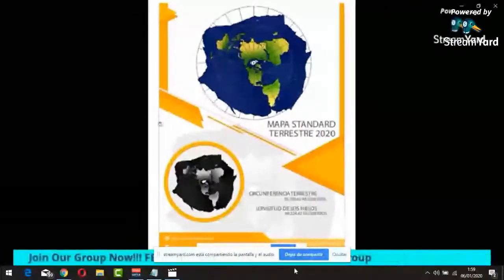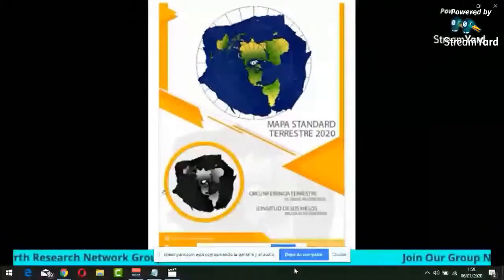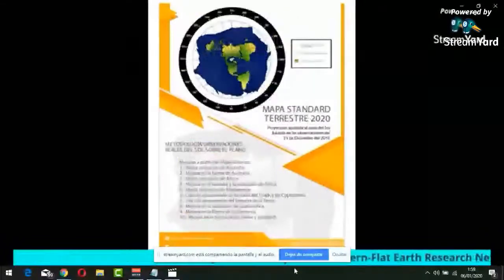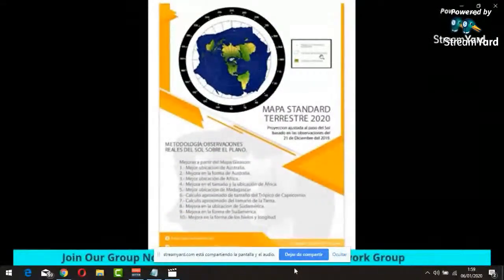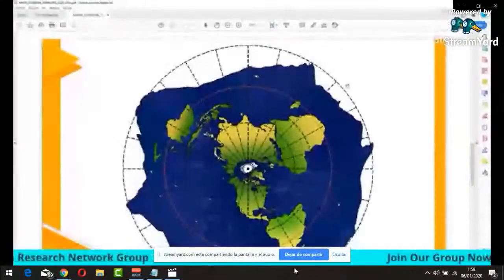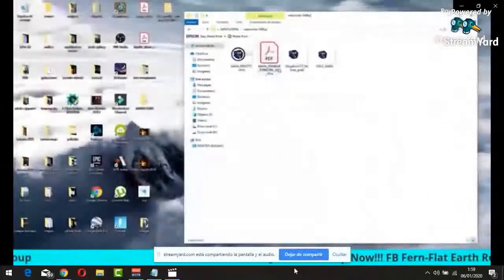And this is the way that everybody can study our map and make improvements using this methodology. So this is the map of the firm. Let's do a close up.